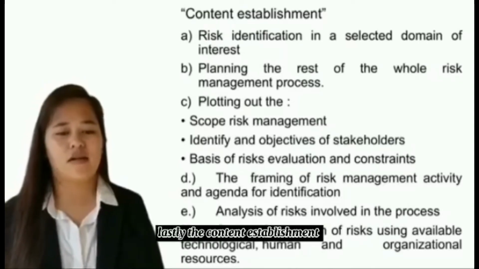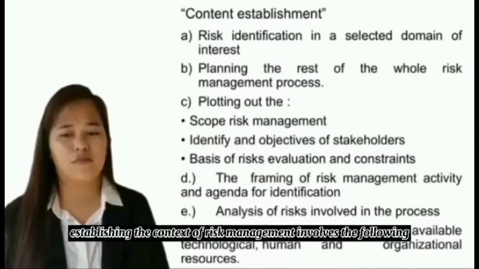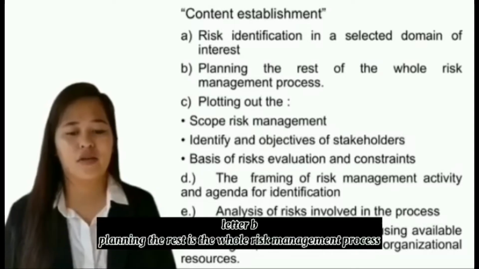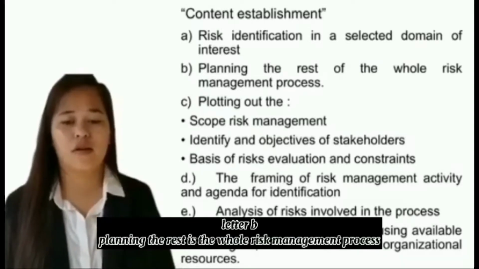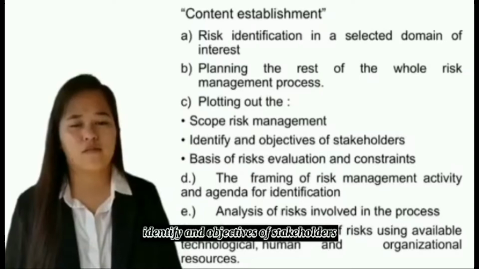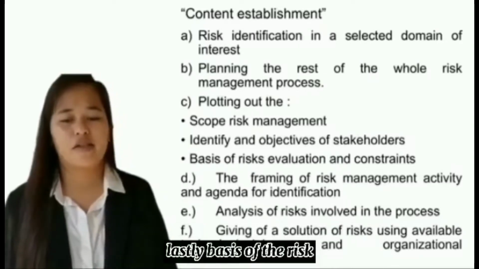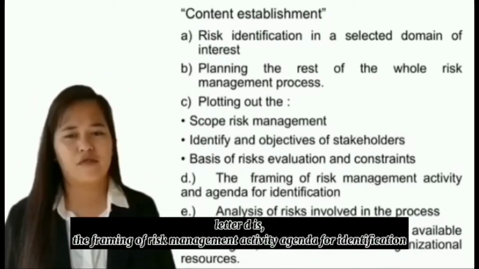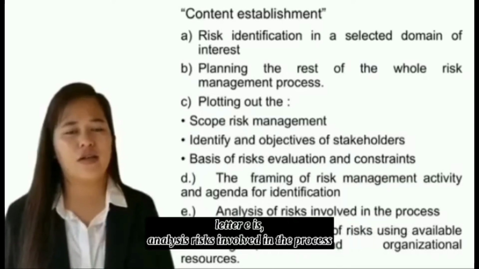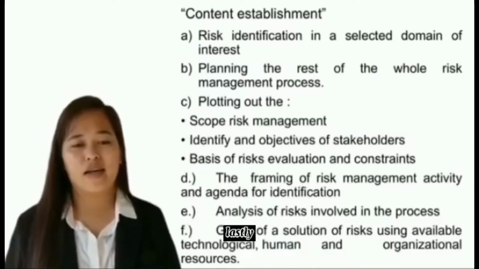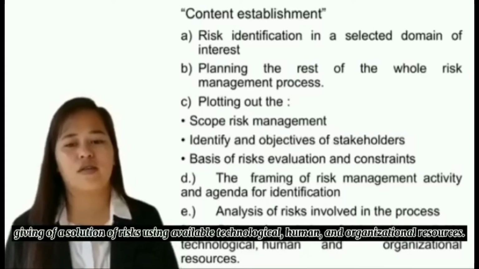Lastly, the context establishment. Establishing the context and risk management involves the following. Letter A, risk identification in a selected domain of interest. Letter B, planning the rest of the whole risk management process. Letter C is plotting out the following: scope of risk management, identify the objectives of the stakeholders, and basis of the risk evaluation and constraints. Letter D is the framing of risk management activity and the agenda for identification. Letter E is analysis of risk involved in the process. Lastly, giving of a solution of risk using available technological, human, and organizational resources.